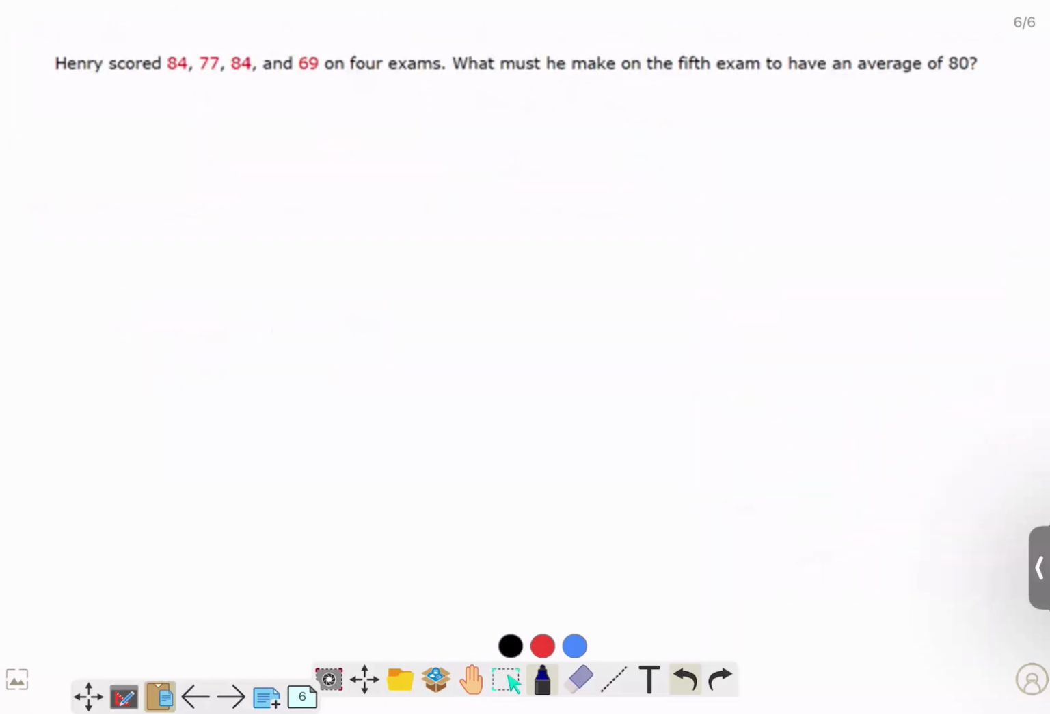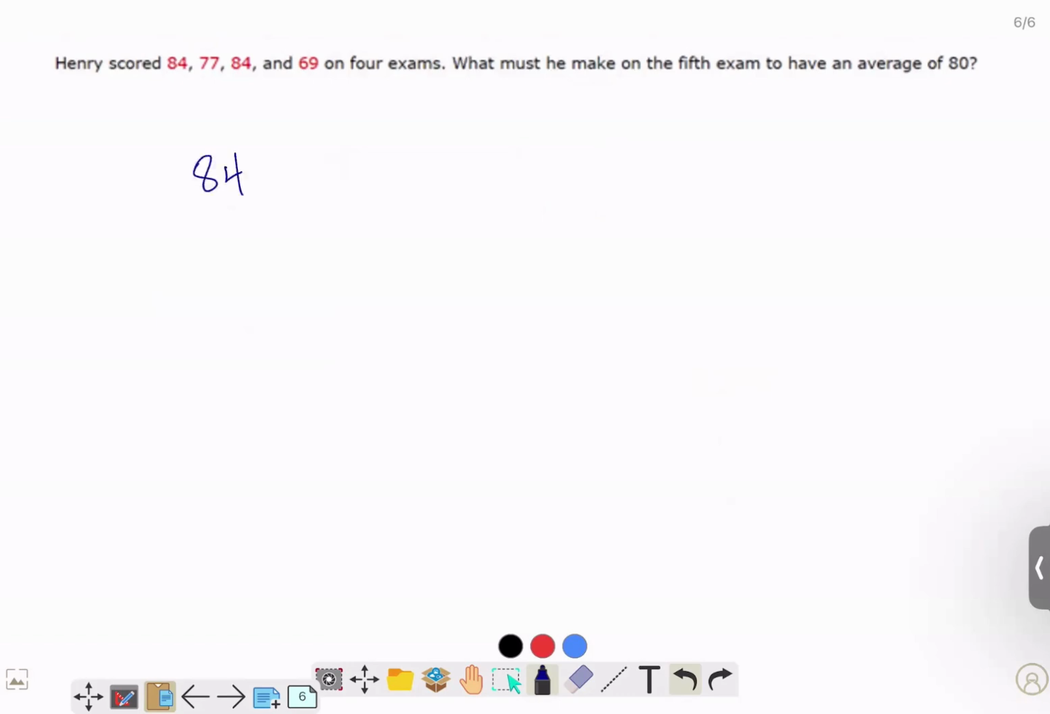All right, another example here. This one is a little different than just calculate the average. They are giving us 4 scores that Henry has already scored on 4 exams. And he wants to figure out what he needs to get on the 5th exam for the average of all of his exams to be 80. So we know to calculate the average, we would add up all the exams and divide by the number of exams. So here, there's going to be a total of 5.